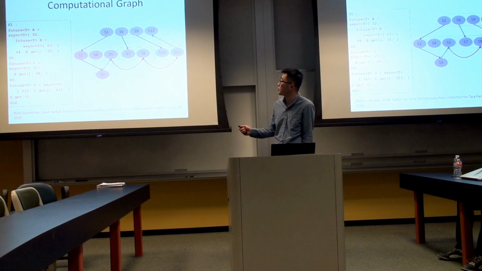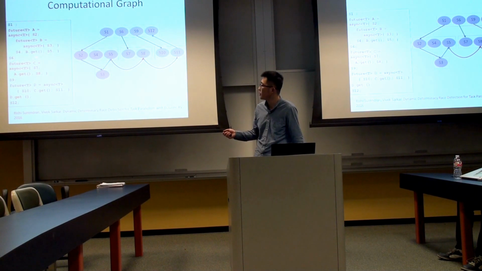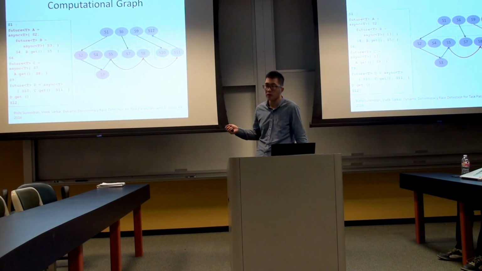Here is an example of a computation graph. Sorry, this is from Habanero Java. We have features: async is short for creating a task, and finish will wait for all of the tasks inside it. This is the computation graph of this program, and here are 3 types of lines. The black one is thread creation, the blue one is about finish, and the red one is about future. All of these are order constraints.